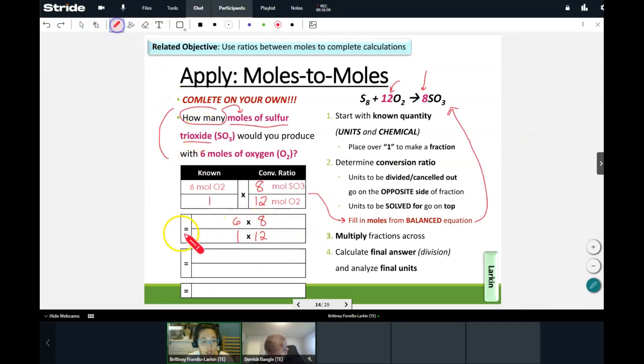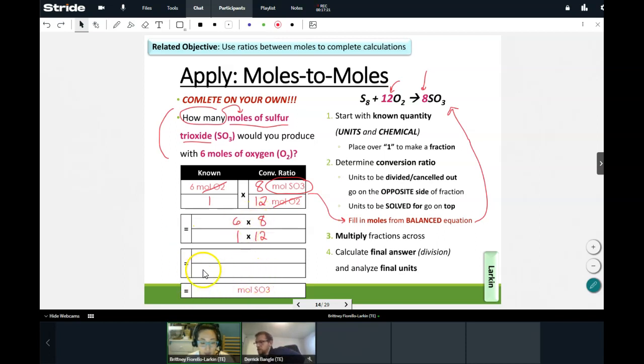I do want to go over the units, though, really fast. Remember, we got rid of moles of O2, and what I'm left with is moles of SO3. And is that what I'm supposed to be solving for? Tell me in the chat, yes or no. Taking a look back at our question, are we solving for moles of SO3? Yeah, absolutely. SO3 is our sulfur trioxide.